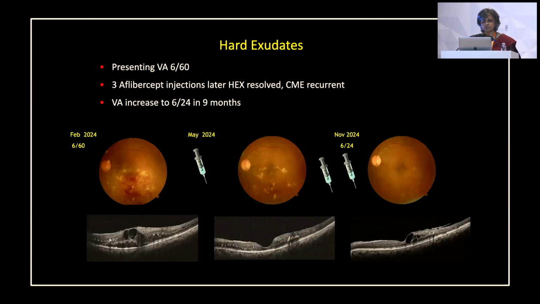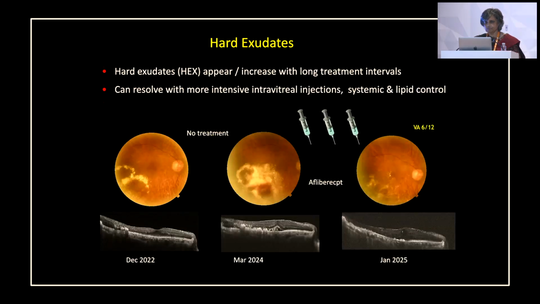So these are patients who were neglected initially, and then resolution with injections can happen, but vision doesn't improve. Once you have had center involvement, vision remains poor. This is a patient who did not have any treatment in the first 2 years despite counseling, so then came with massive exudates, and then we could resolve them with intensive treatment.